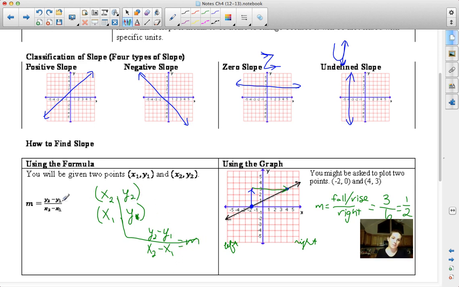So same formula, but so that we don't have to memorize it, we could use stack, slide, subtract.